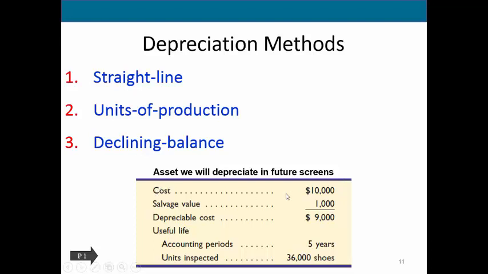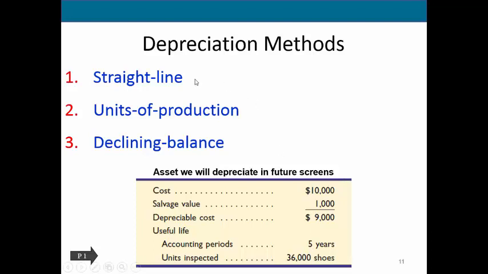We have an asset that originally cost us $10,000. The salvage value, or that scrap value at the end of the life, is $1,000. The useful life is 5 years, and then the units that we will be able to get some value from are 36,000 shoes. So 36,000 units. All of this information is going to be helpful for using these different types of depreciation methods.